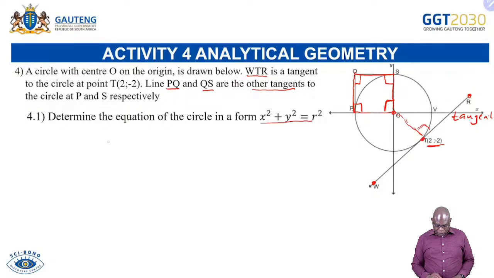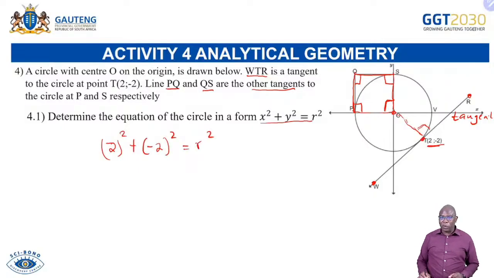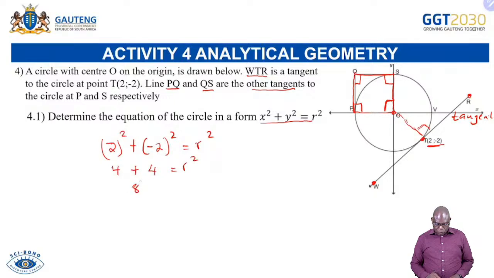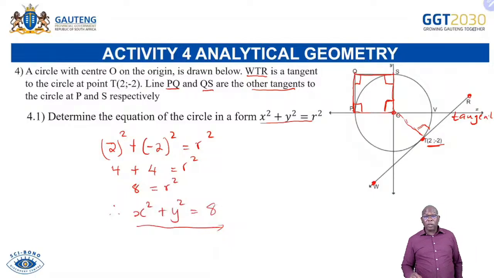So I'm going to substitute 2 squared plus negative 2 squared equals r squared. Remember, r squared must always be calculated. So we've got 4 plus 4 equals r squared. My r squared will be equal to 8. My equation now is x squared plus y squared equals 8. That is my equation of the circle.